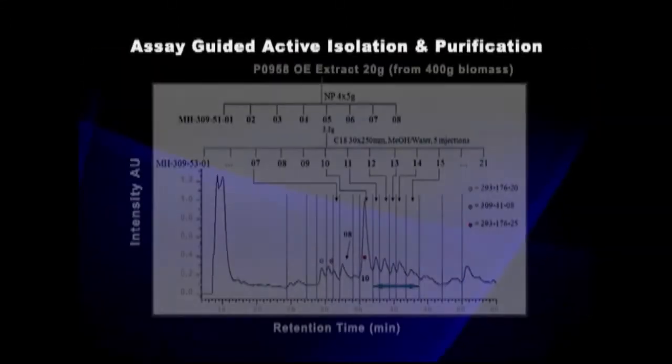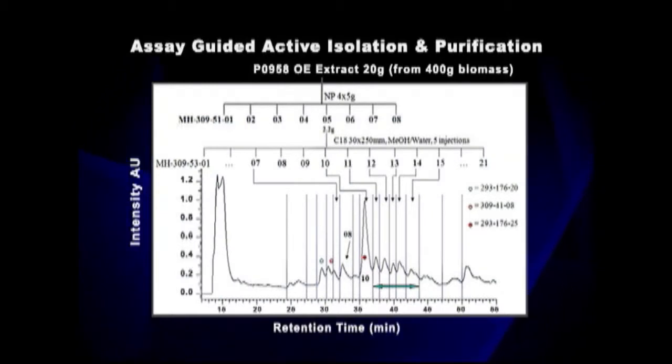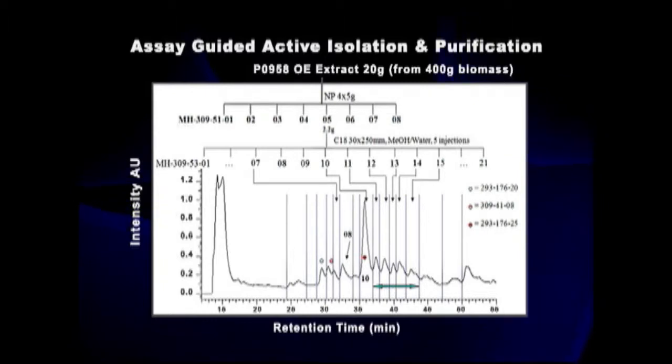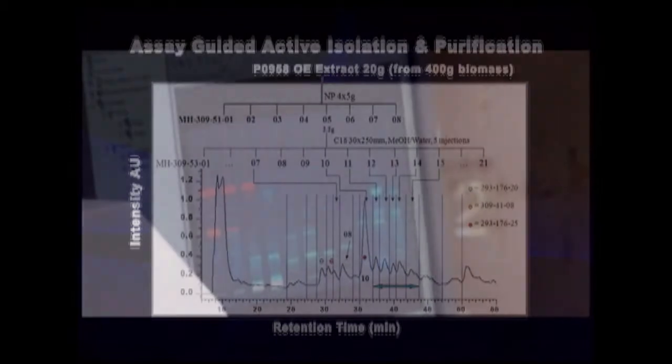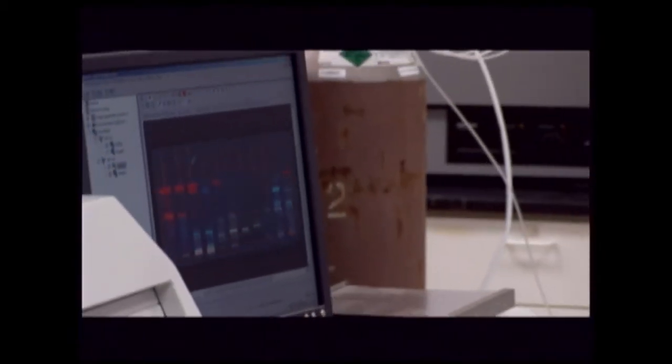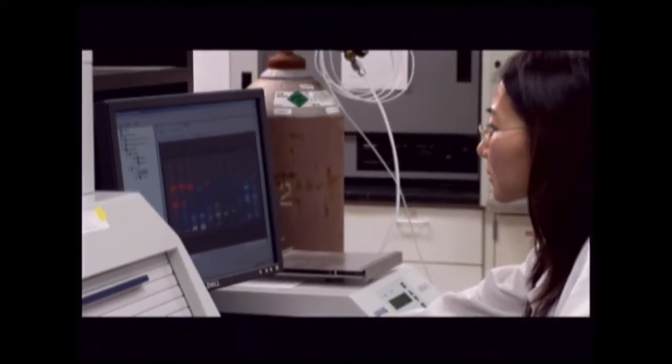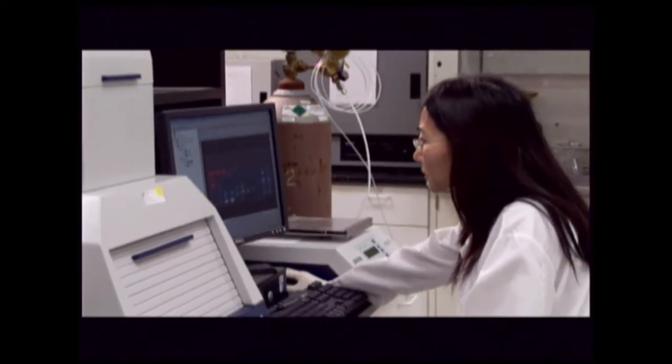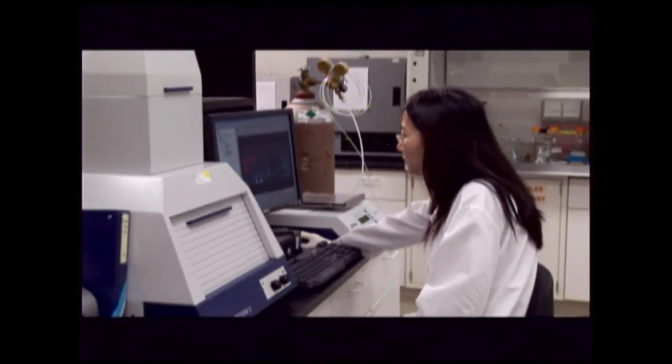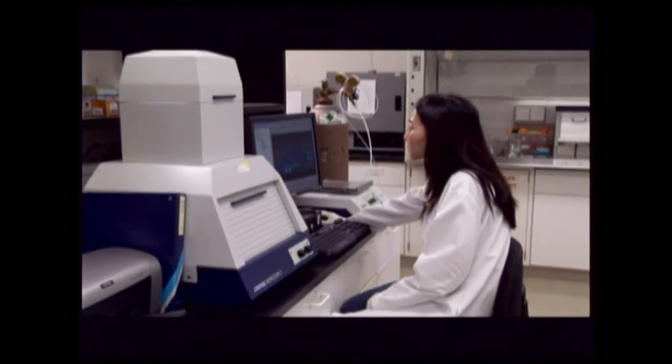After dereplication, when we decide to isolate the active components in large quantity, we go back to bulk material, using 200 or more grams of biomass to restart the extraction and fractionation process. Since we already pinpointed which peak we want to isolate in the dereplication process, we can carry out the large-scale isolation, fractionation, and purification efficiently. We can finish the compound isolation in a couple of weeks.